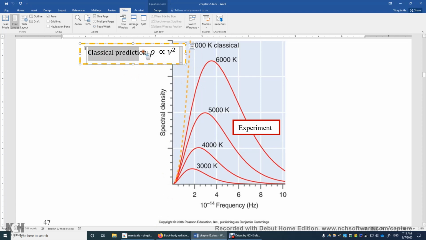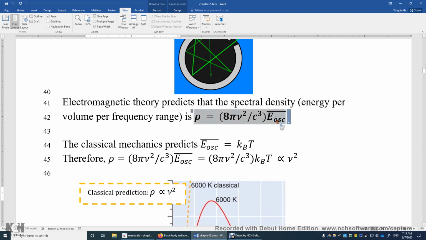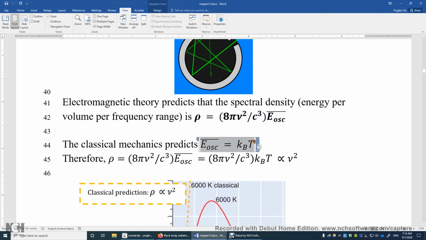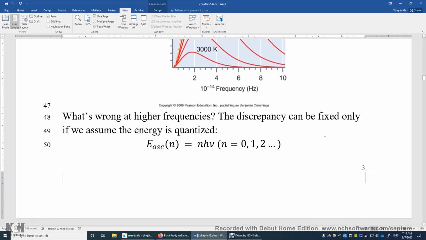So the classical prediction is wrong. And what is wrong? So first, this is correct, and then this is wrong. This equation is wrong. The average oscillation energy is not kBT when the frequency is very high, inside the ultraviolet region, for example. So now let's look at the issue. In classical physics, we assume energy is continuous.